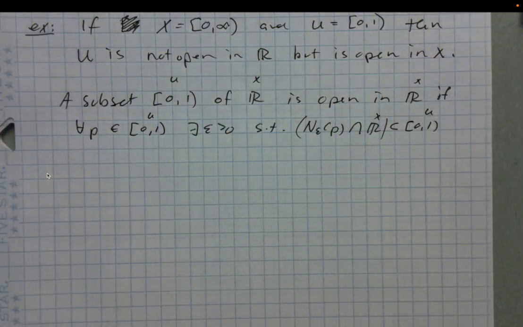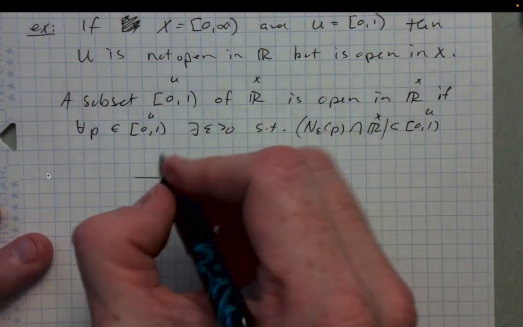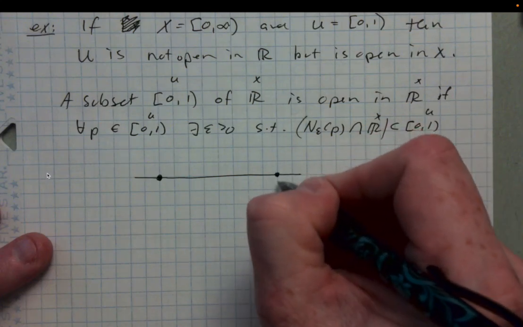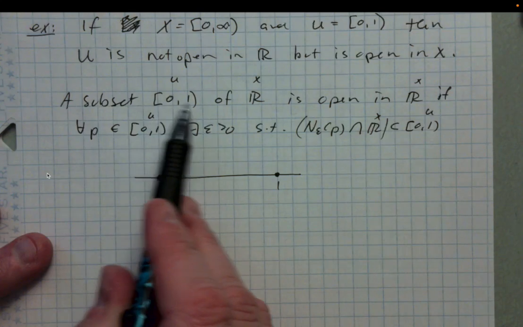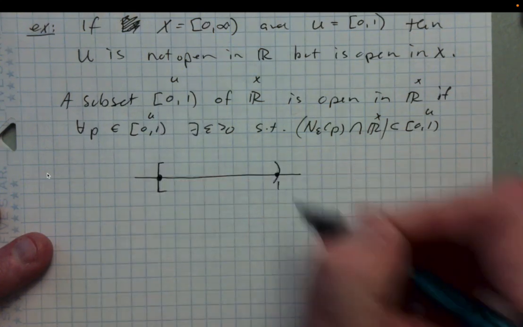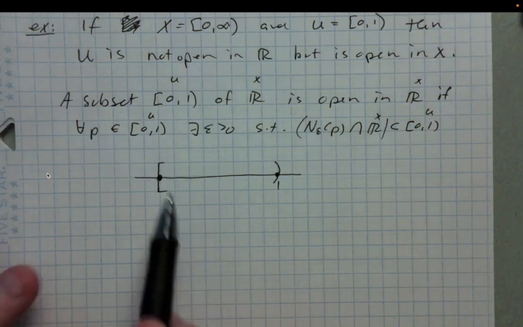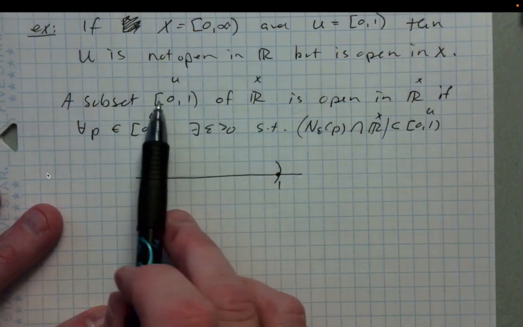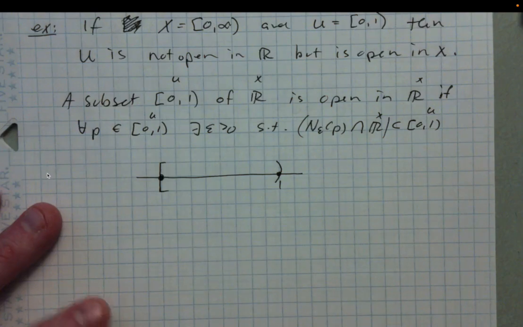So what does this mean? Right, let's draw a picture here. Here's a nice picture. So I've got my 0 down here, and I've got 1 up here. So when we're talking about this interval 0 to 1, this is closed down here, and then it's open up here. Now, in the case of 0, 1 open in R, is it open in R? It's not open in R.